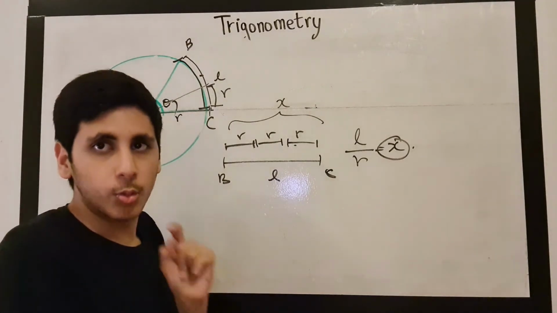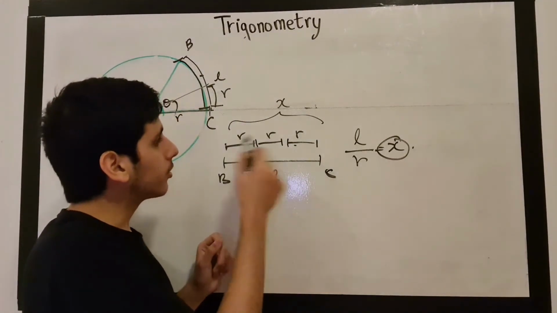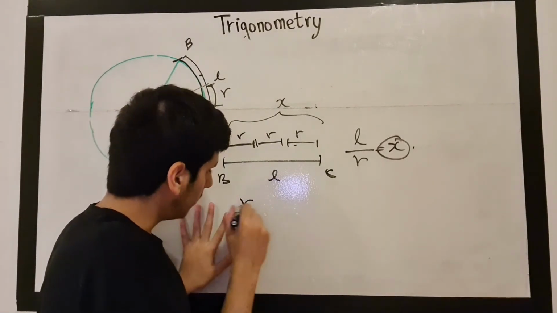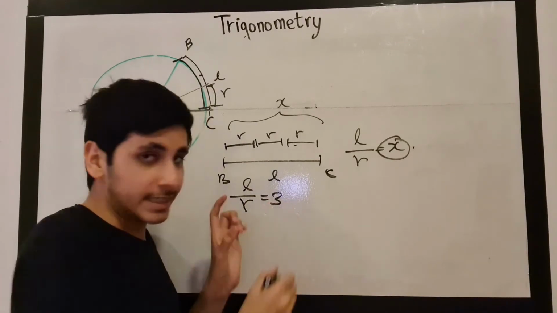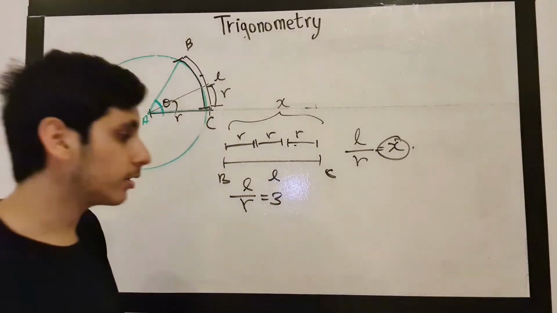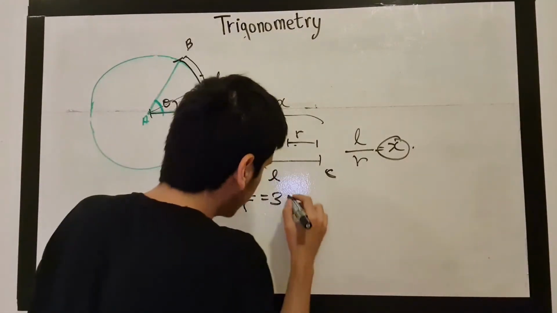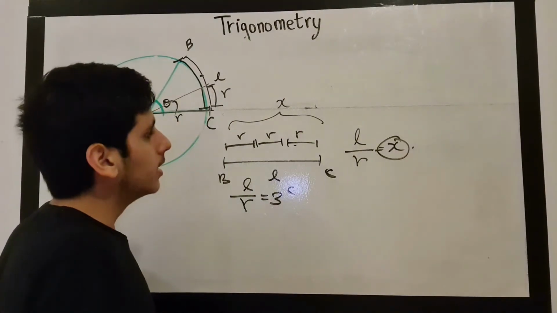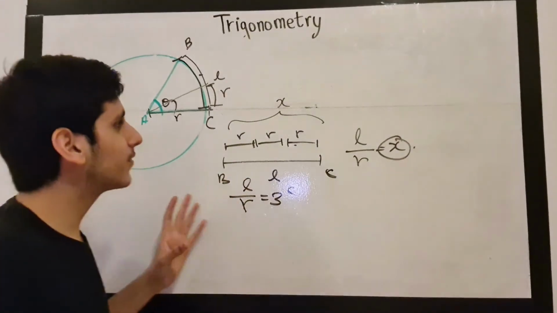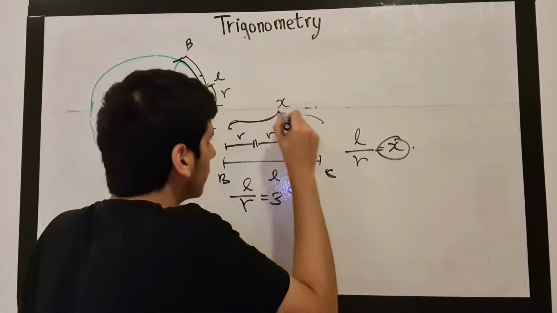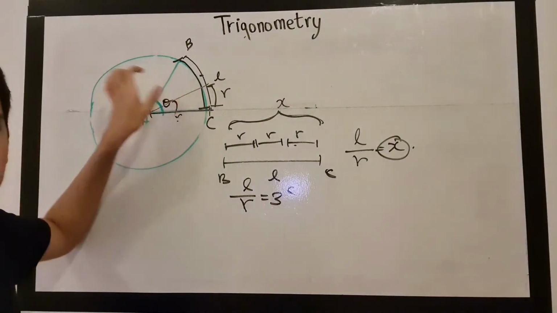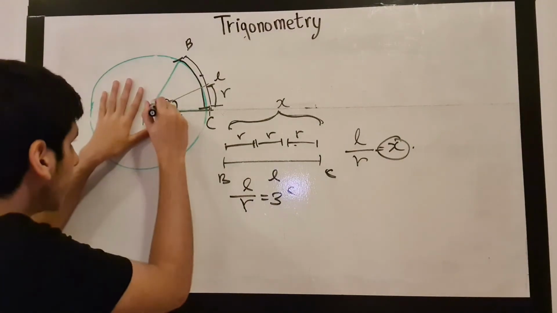Each r corresponds to 1 radian at the center. So 3 r's would correspond to 3 radians at the center, right? So r fits in L 3 times. Each time it fits, it corresponds to 3 radians. Now we can easily deduce the formula, because the number of times r fits in L is equal to the number of radians at the center of the circle, the central angle.